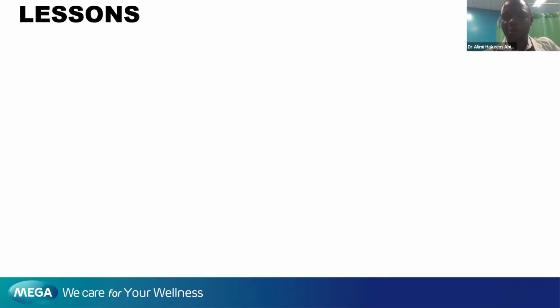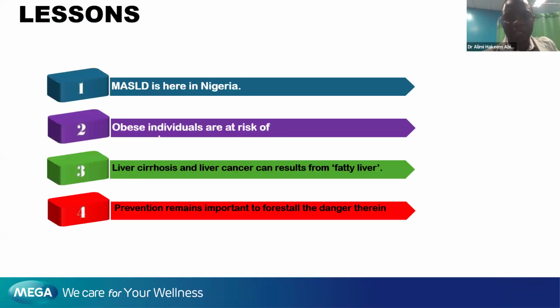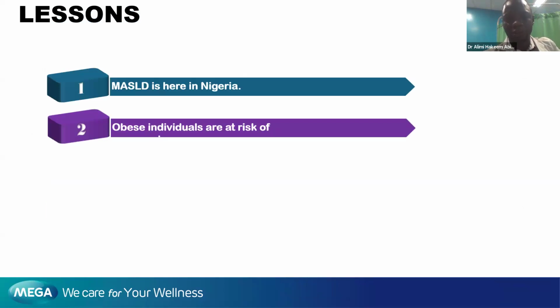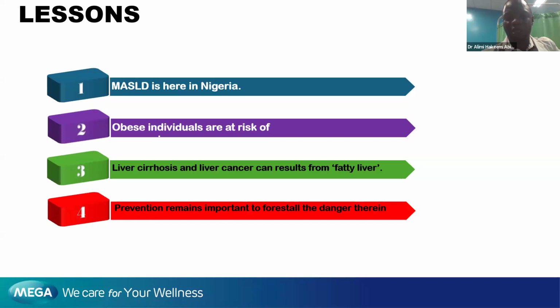So what are the lessons that we have learned from these cases? So the first thing is that MASLD is here in Nigeria. Obese individuals are at risk of disease progression. Liver cirrhosis and liver cancer can result from what we seemingly call fatty liver. When it is just reported that a patient has fatty liver, we can see that this can actually result in liver cirrhosis and liver cancer.